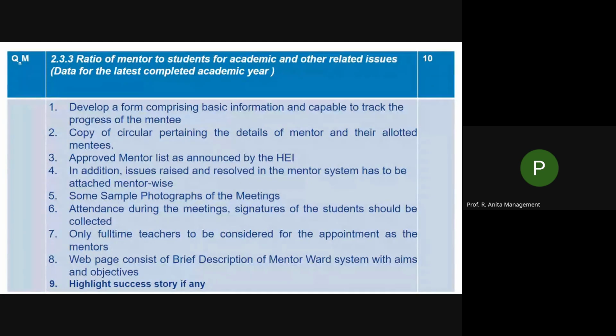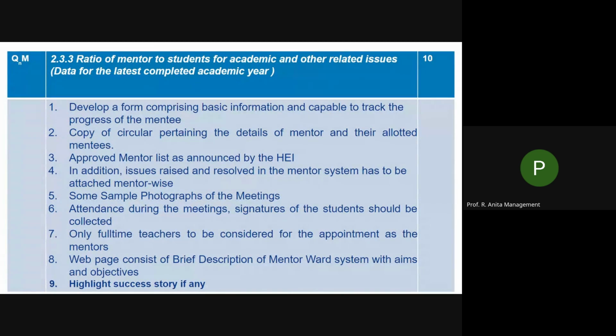While having the mentor list, see that the list that you prepare is approved by the head of the institution, and you develop a form which has basic information about a particular mentee, where you can track. In our college, we have a mentor and mentee book. A book is maintained where we write about every mentee: not only his background, his education background, his parents' information, his contact details and everything. We also have a column for internal marks and his hobbies, and then by interacting with them, their expectations, their goals, their future plans.